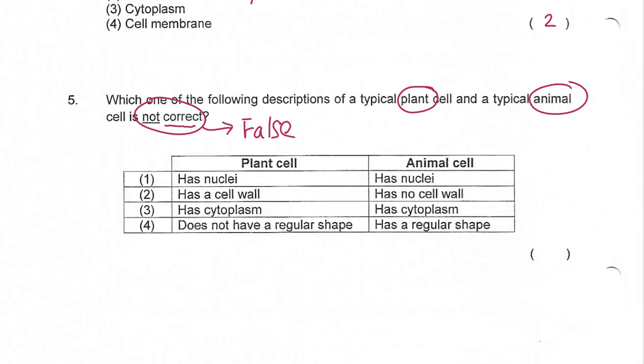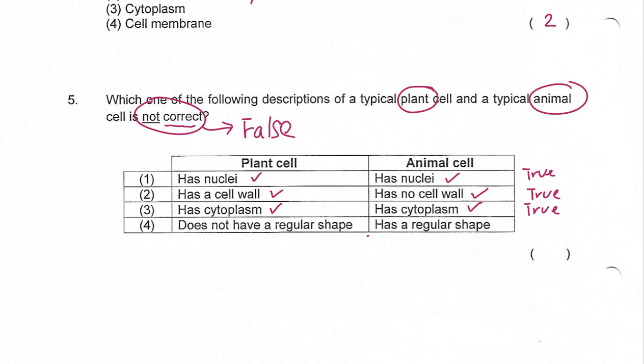Over here, we see the plant cell has nuclei. Nuclei is the plural form of nucleus. Animal cells have nuclei also, so that's actually quite a true statement. We don't want to take that as the answer. Plant cell has a cell wall. Animal cell has no cell wall. This is also quite true, so we don't want that. Now, plant cell has cytoplasm. Animal cell also has cytoplasm. This is true. Now let's take a look at the last one.